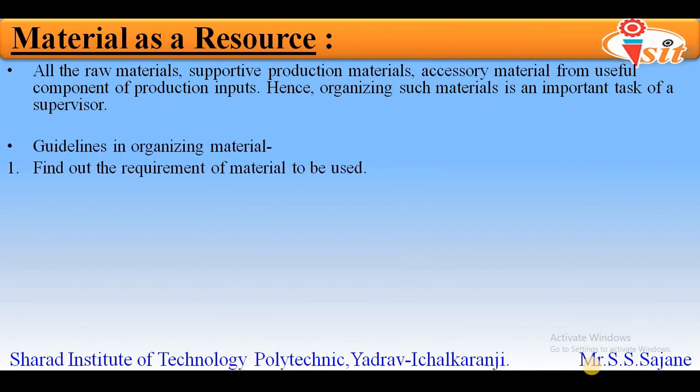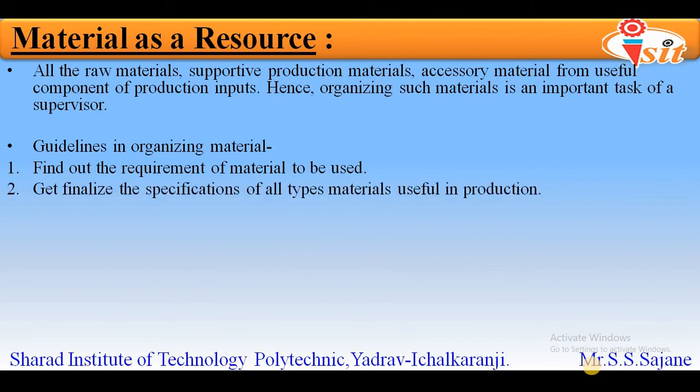The first step for organizing material is to find out the requirement of material to be used. So once the task is clear regarding what the target of the given project is, then the supervisor will have to determine the exact amount of material required. After this, the supervisor will then finalize the specifications of all types of materials which are useful in the production. He will then get the permission for the purchase of those raw materials which are required for the completion of that project.